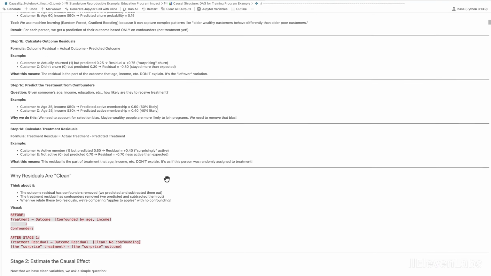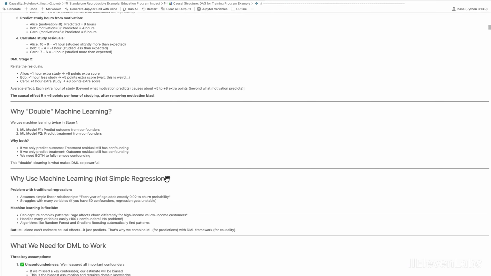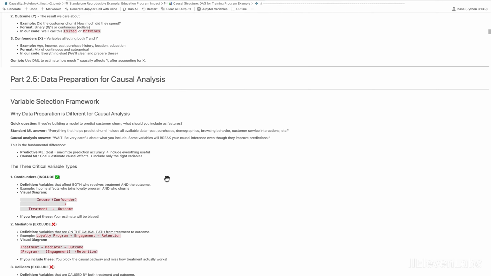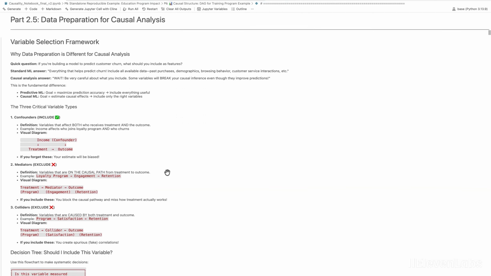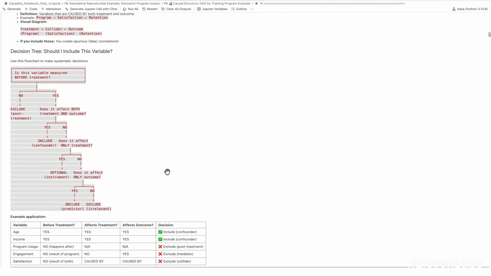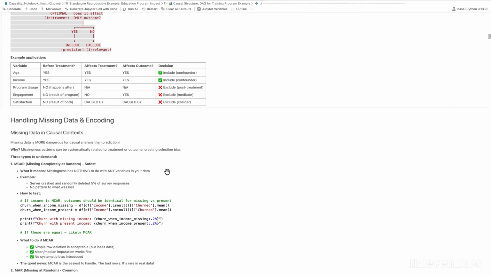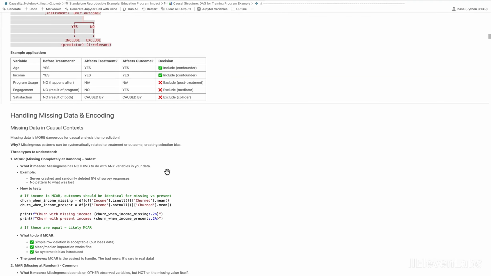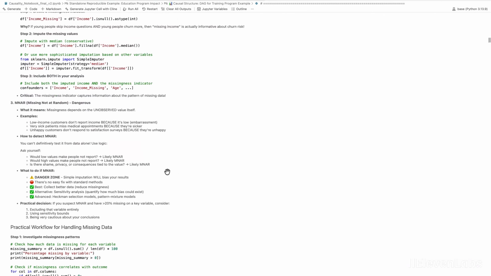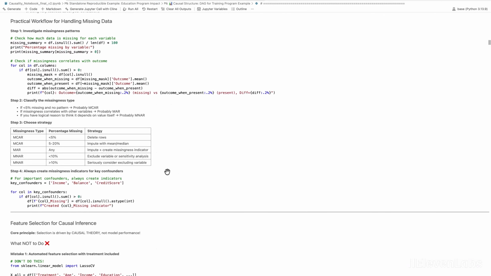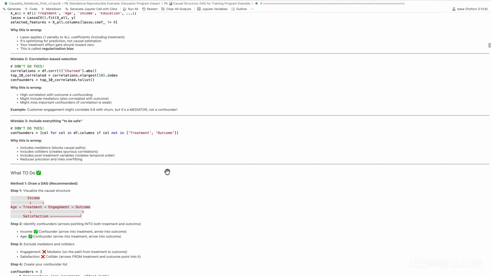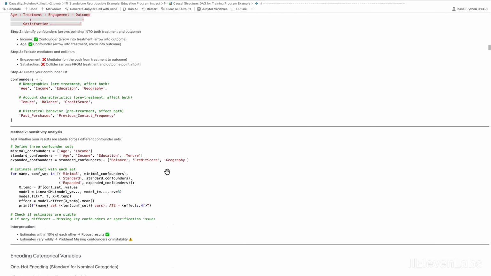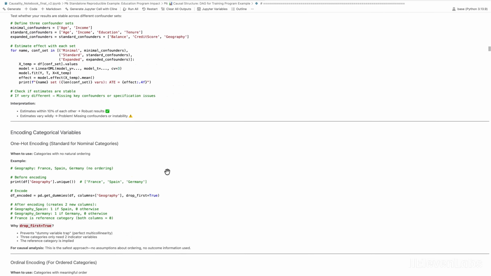Before we run our first model, we have to address the most critical step, causal data preparation. Unlike standard machine learning, where the goal is simply to maximize predictive accuracy, causal inference requires us to be surgical with our data. In the notebook, I've implemented a pipeline that handles missing values, which are especially dangerous in causality if they are linked to the treatment, and performs feature selection based on causal theory rather than just correlation.